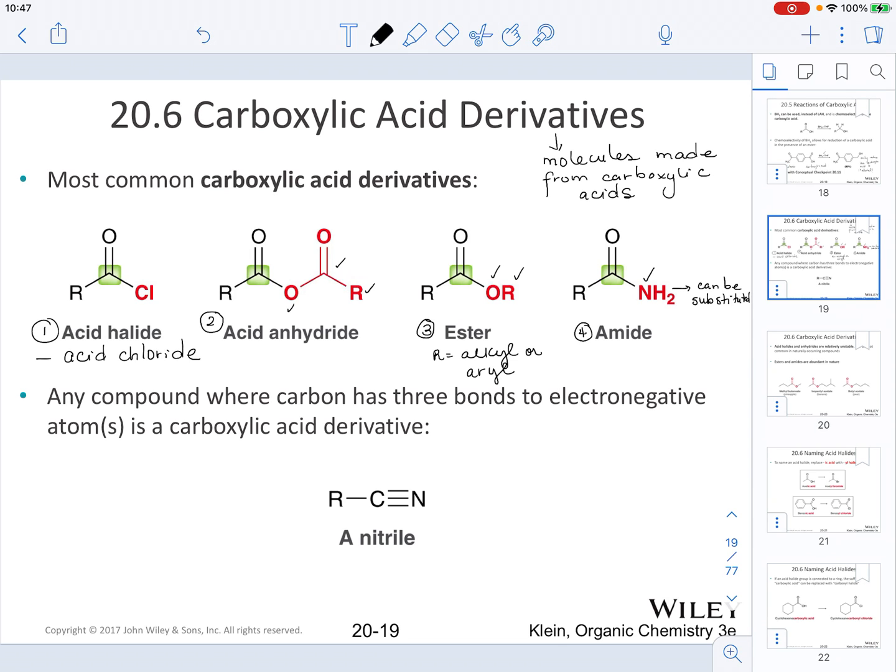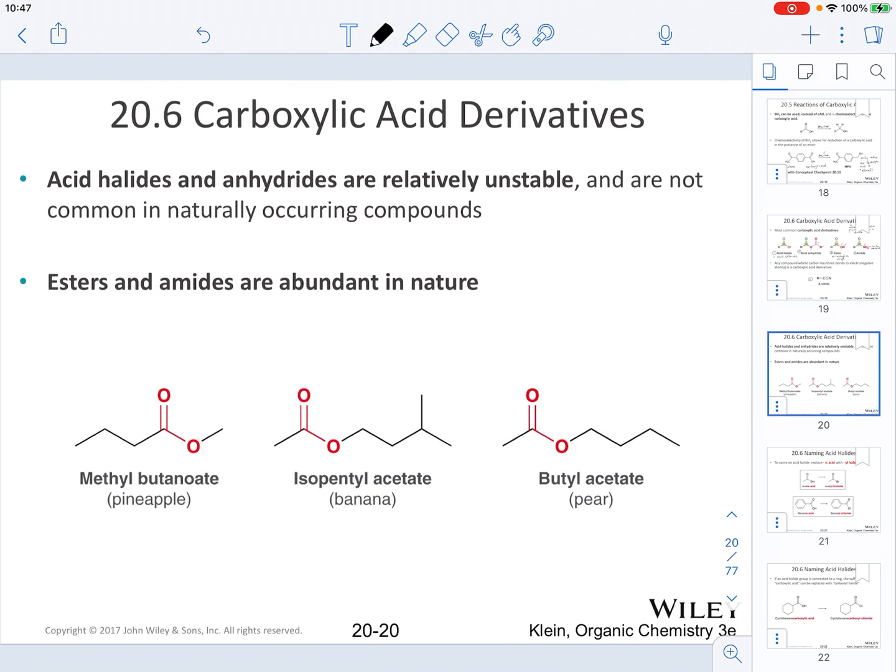Now, understand that any compound where carbon has 3 bonds to an electronegative atom is a carboxylic acid derivative. That's why a nitrile group, as you can see in the bottom, is also considered a carboxylic acid derivative. Now, when it comes to acid halides and acid anhydrides, they are relatively unstable and they are not common in nature. They're not organic compounds that we see commonly. Now, esters and amides are actually abundant in nature.